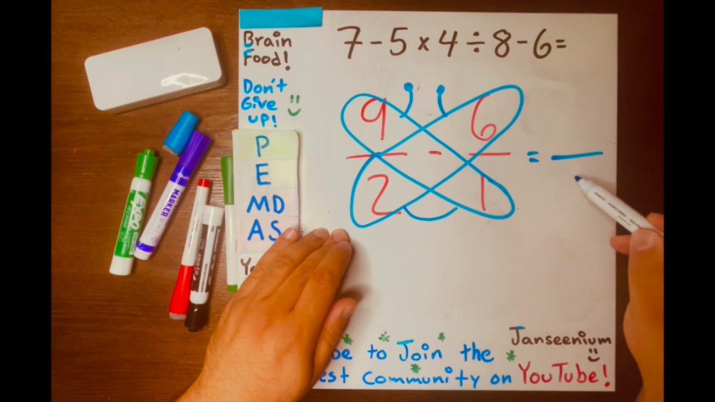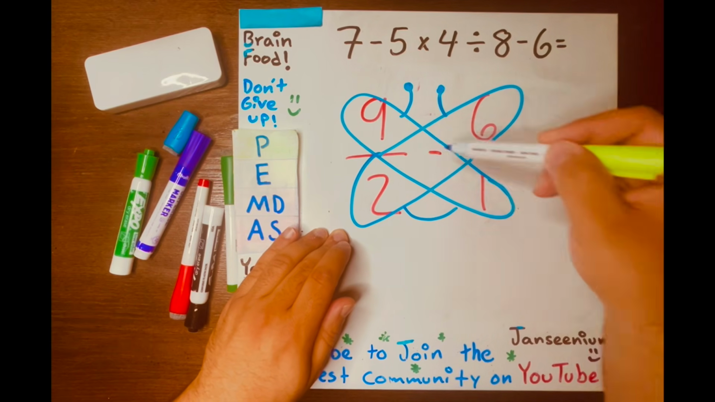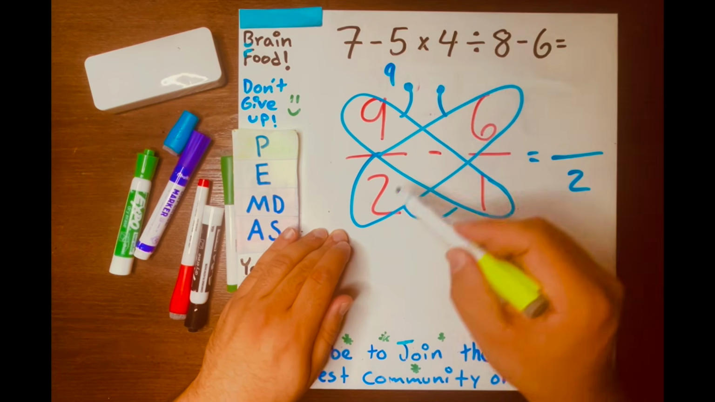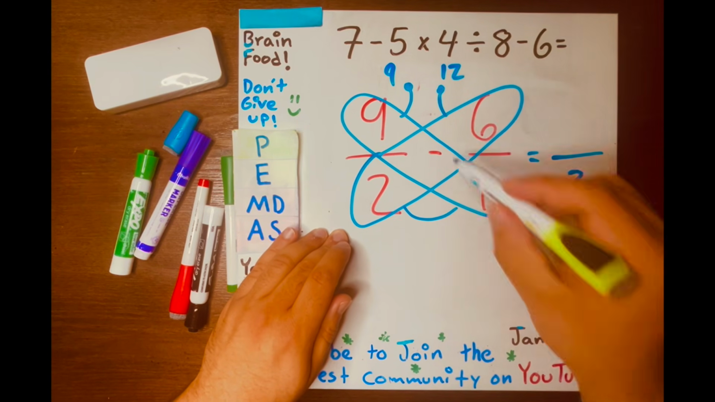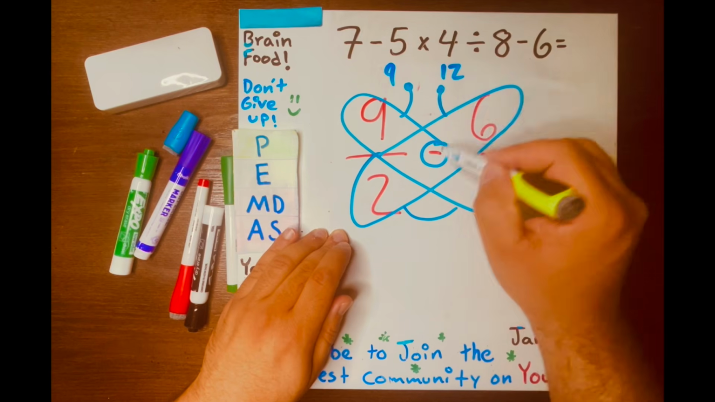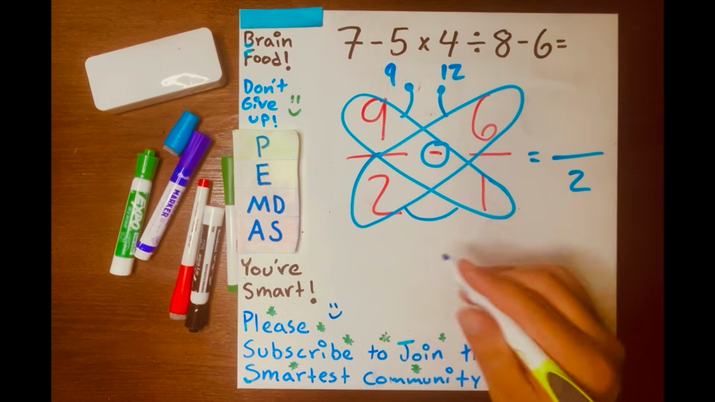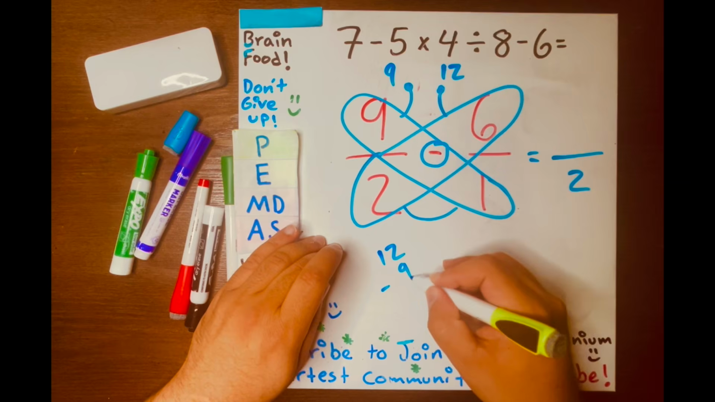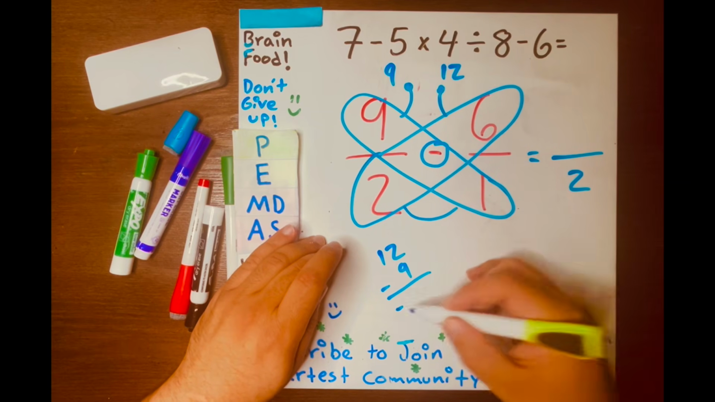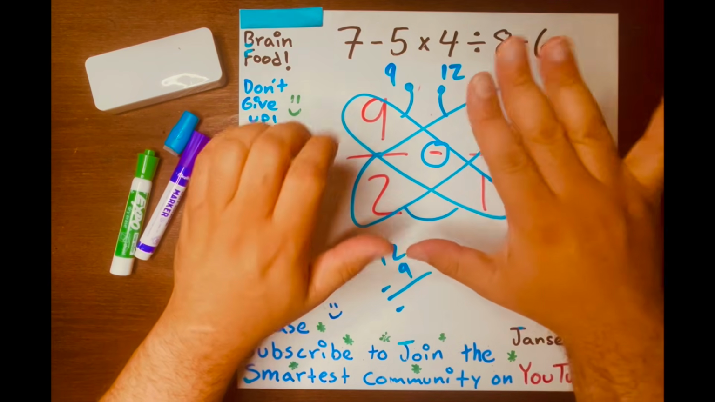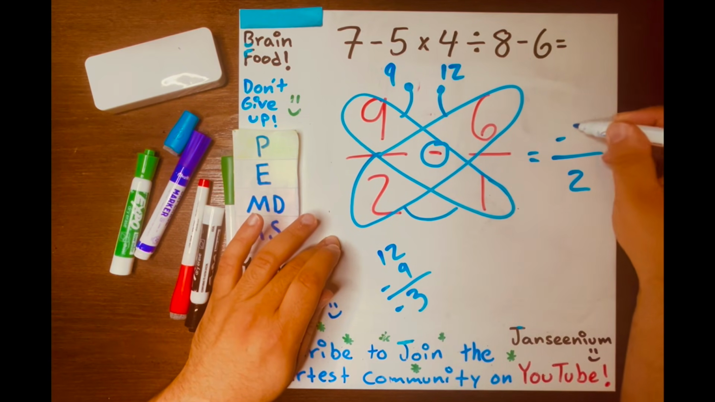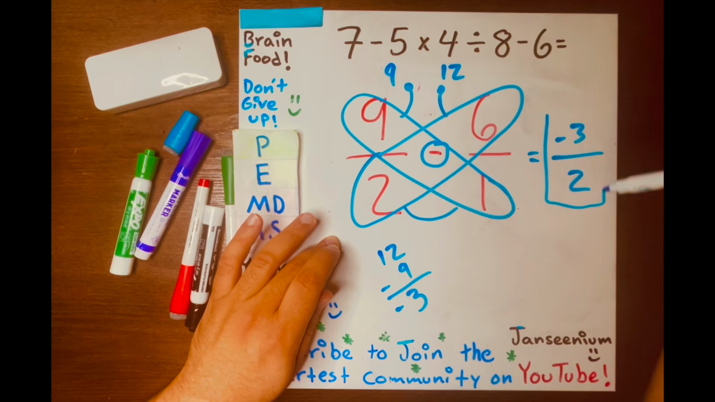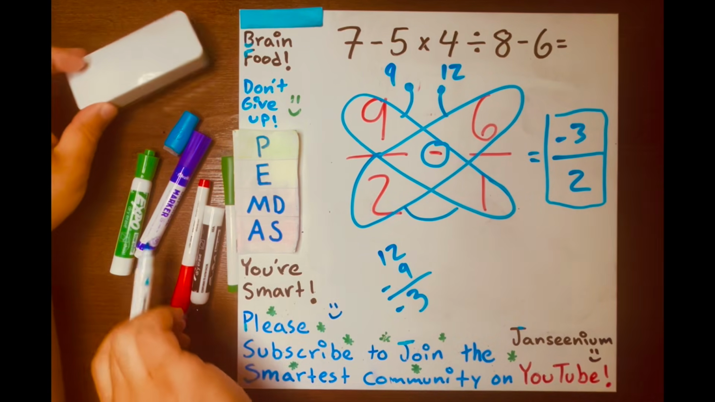2 times 1 equals 2. 9 times 1 equals 9. 2 times 6 gives us 12. And then I subtract 9 minus 12. Just turn those numbers around. That gives you a negative. So you got 12 minus 9, which is 3. So it's negative 3. So negative 3 is the numerator, and this cannot be broken down further.